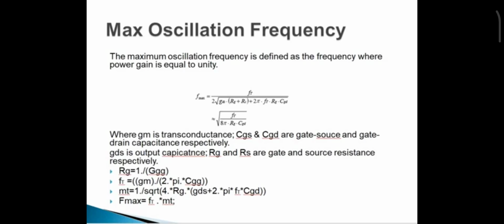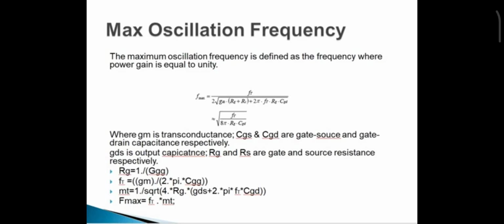Rg and Rs are the gate and the source resistance, and the value of Rg is equal to 1 divided by gate transconductance. The value of the gate transconductance you can find by simply exporting the value from the log file. I will show the value of GGG after running the program.